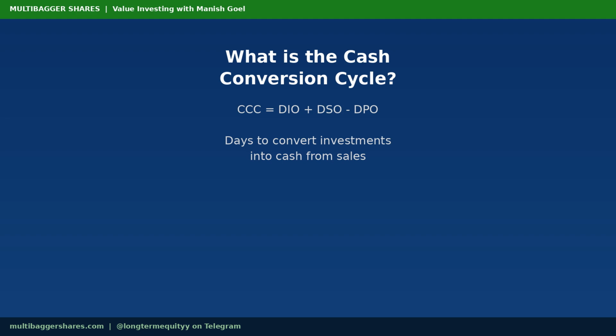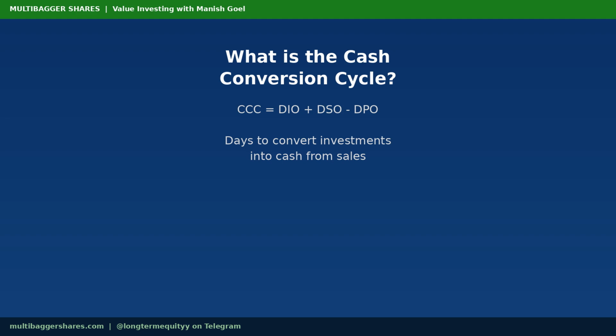So what is the cash conversion cycle? It's a metric that measures how many days it takes for a company to convert its investments in inventory and other resources into actual cash from sales. The formula is simple. CCC equals DIO plus DSO minus DPO. Let me explain each component.